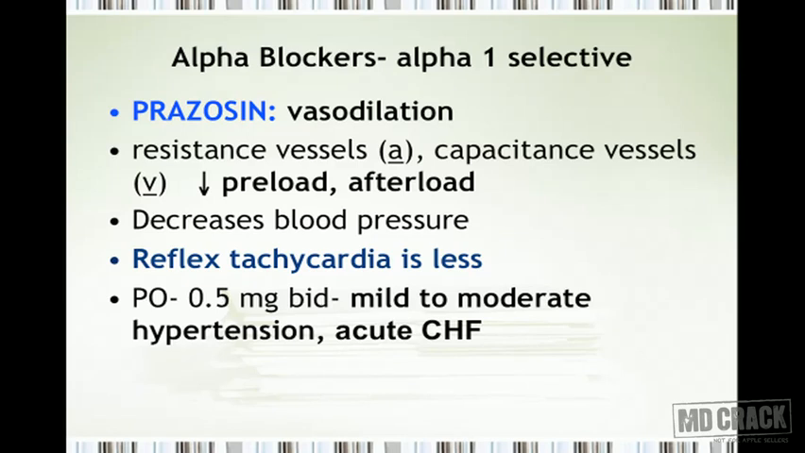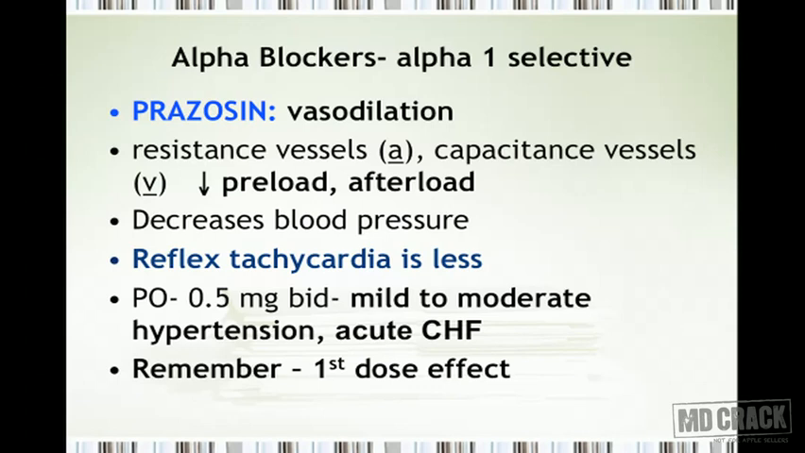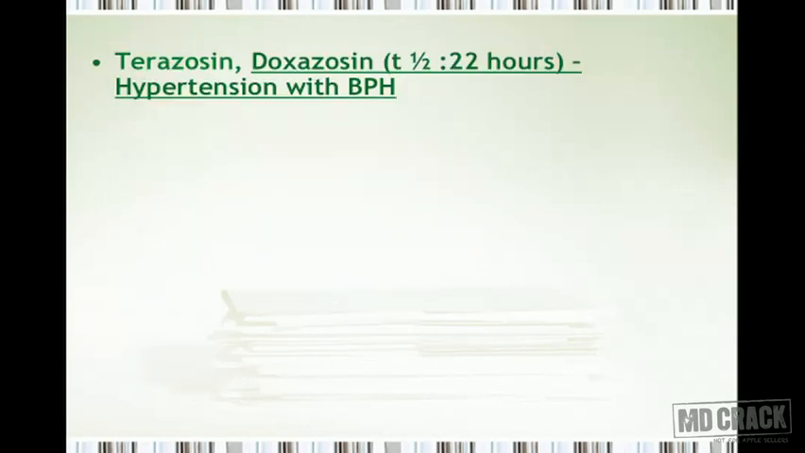When you want to start it orally, always start with a smaller dose, that's 0.5 milligrams 2 times a day. This is useful for mild to moderate hypertension and acute congestive heart failure. Don't forget the first dose effect with prazosin. The first time you give it, it is likely to block the alpha receptor, and when you try to change your posture, it's going to lead to postural hypotension or a syncopal attack.